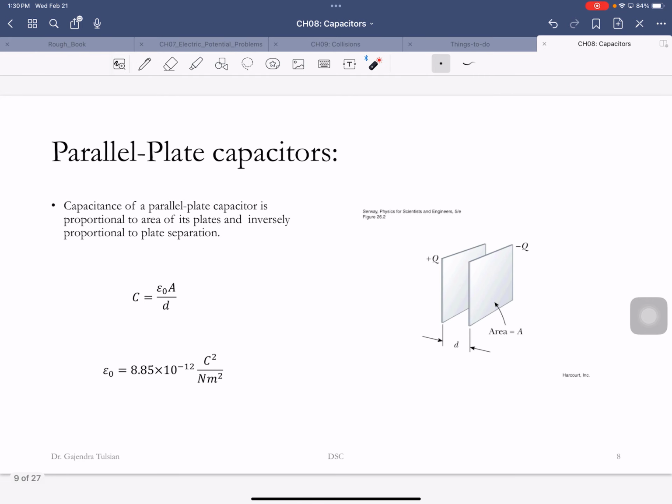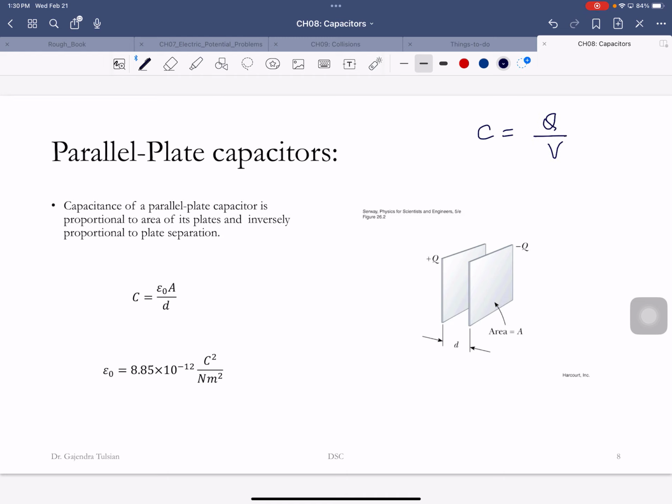All right, so this is a parallel plate capacitor. You can take any two metal plates and separate them. And that's a parallel plate capacitor. And if you charge it, you're storing energy in it. Now again, the capacitance is how much charge it can hold per volt.